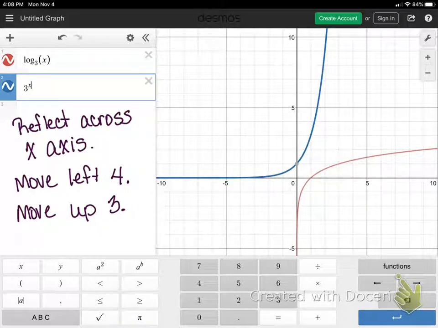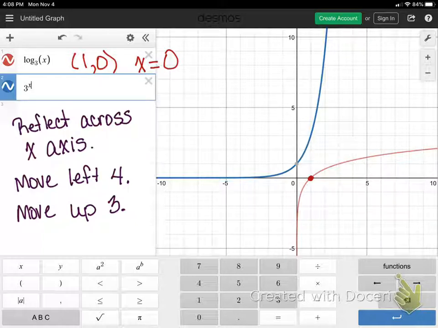So, 3 to the x is just my exponential function so that you can see the inverse. We are focusing on the red function, log base 3 of x. My point here in log base 3 of x that I'm watching is this point right here. Okay? So I've got 1, 0, and my asymptote is x equals 0. The 3 to the x is just to show you what the inverse is.